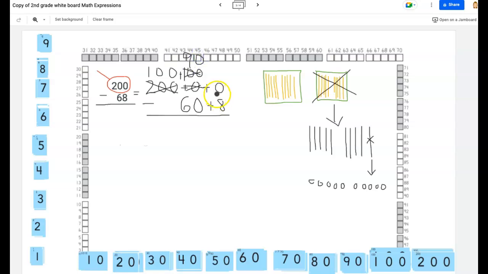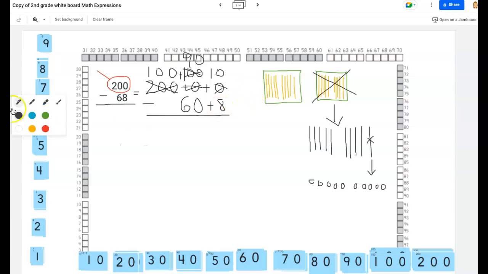And I went from 0 ones to having 10 ones. 1, 2, 3, 4, 5, 6, 7, 8, 9, 10. So this 0 turns into 10. So now that I've done all of my ungrouping, I'm ready to take away.